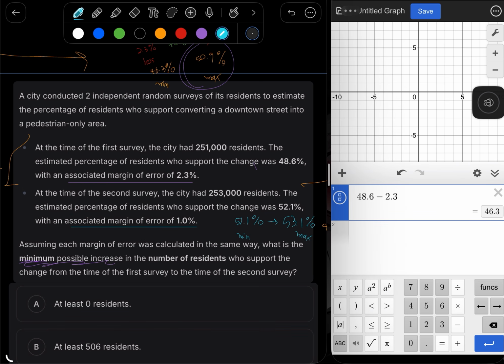And we want the lowest possible percentage of the second survey, right? That's how you get the minimum increase. Another way to think about that, and I actually find it helpful to think of it as distance, almost, right?